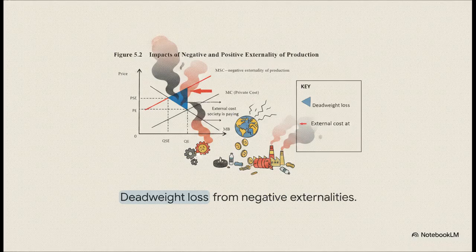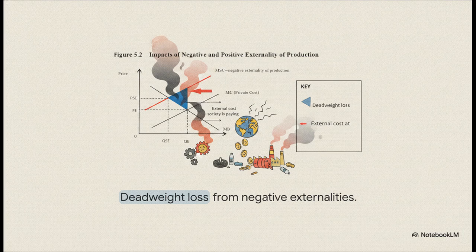Okay, let's decode this for a second. That black line labeled MC is the marginal cost. That's just the private cost to the producer. But notice that red line right above it? That is the marginal social cost, or MSC. It's higher because it actually includes that spillover pollution cost. The gap between those two lines is the external cost that society is paying. And because the market naturally settles where the private cost meets demand, we end up overproducing this harmful good. See that resulting blue triangle? Economists call that dead weight loss.